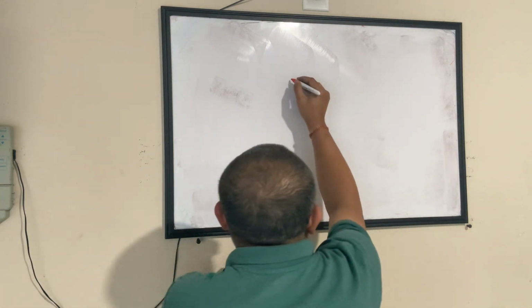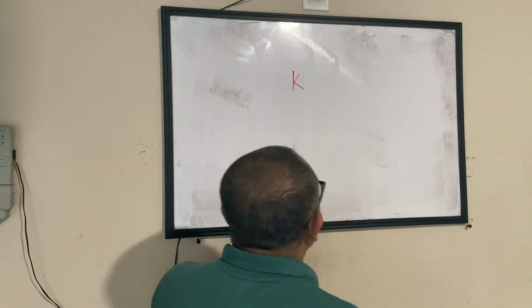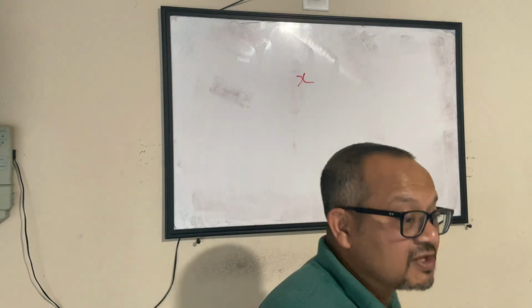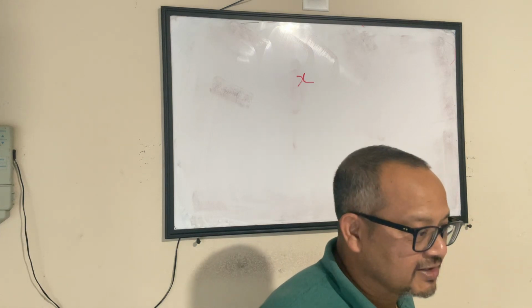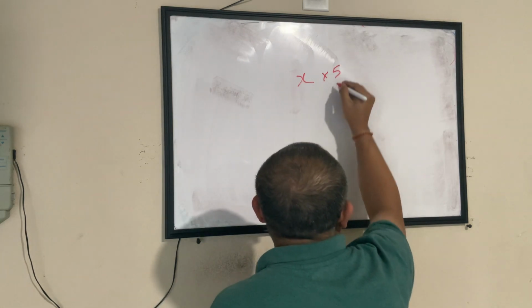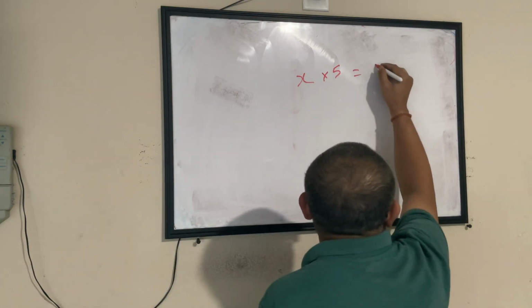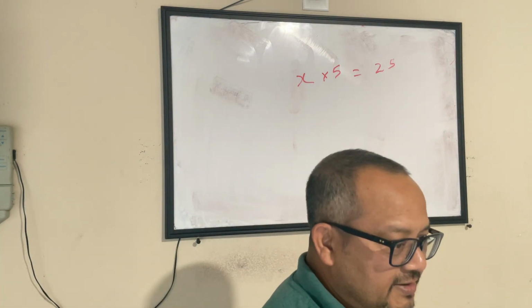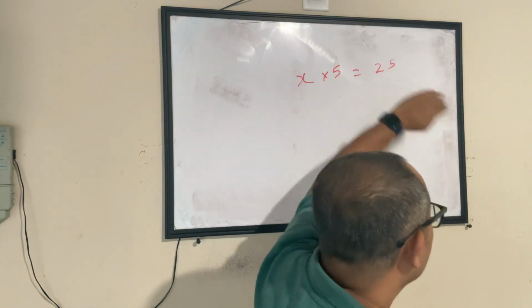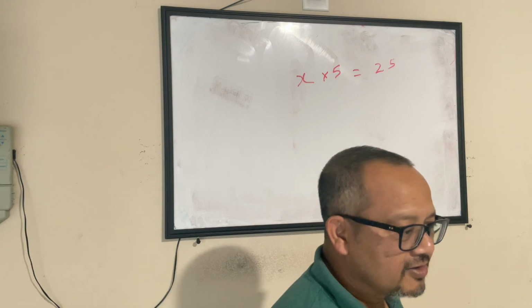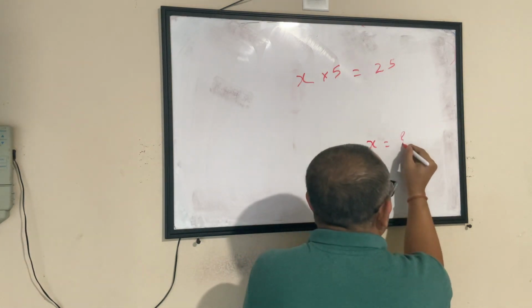Now, let's say I have something that is not known to me, let's say x. I don't know what the value of x is, I'm trying to find out. Somebody says, find out the value of x, and I have x into 5 equals 25. If I say x into 5 equals 25, find out the value of x, meaning we have to find out x equal to what?